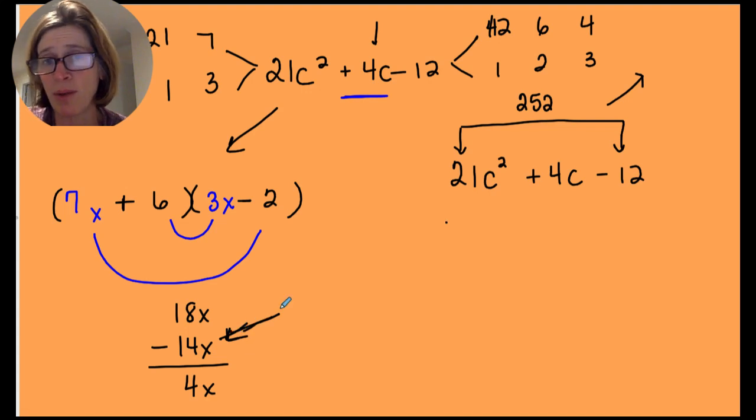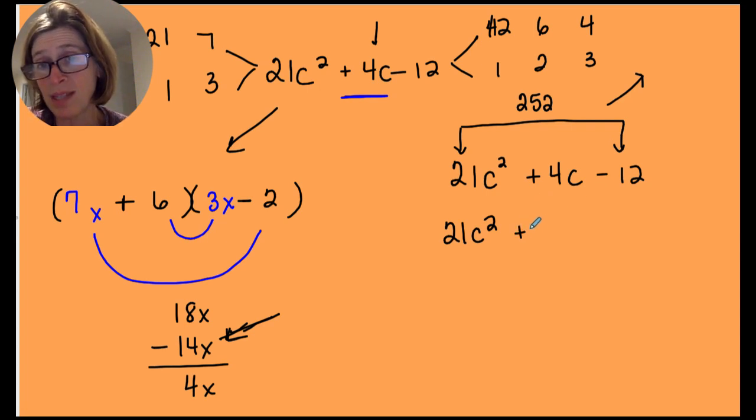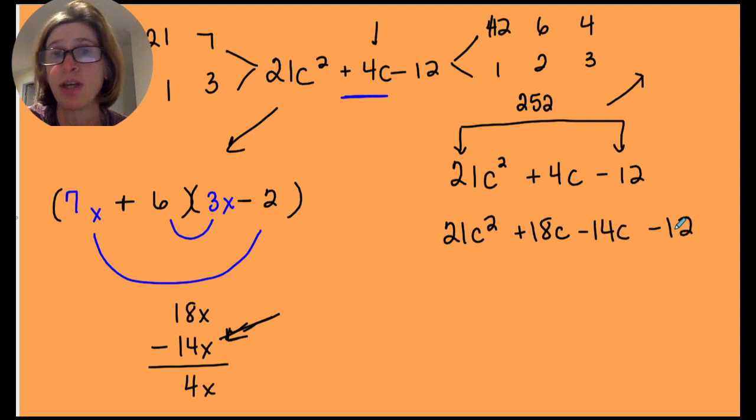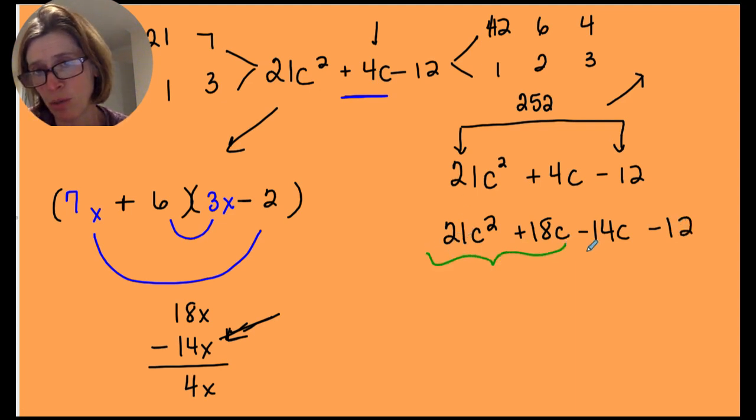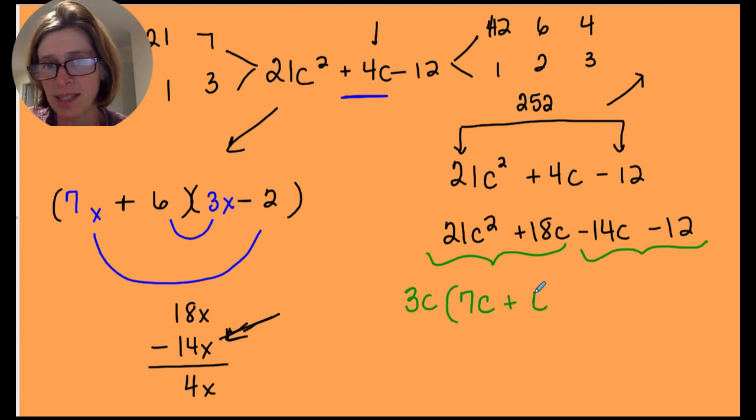All right, so I'm going to rewrite this as 21c squared, and I need it to give me a 4, so that would be plus 18c minus 14c minus 12. All right, now I'm going to factor by grouping. So I'm going to group together 2 sets of terms. In the first set, it looks like I can take out a 3c. I'd be left with 7c plus 6.